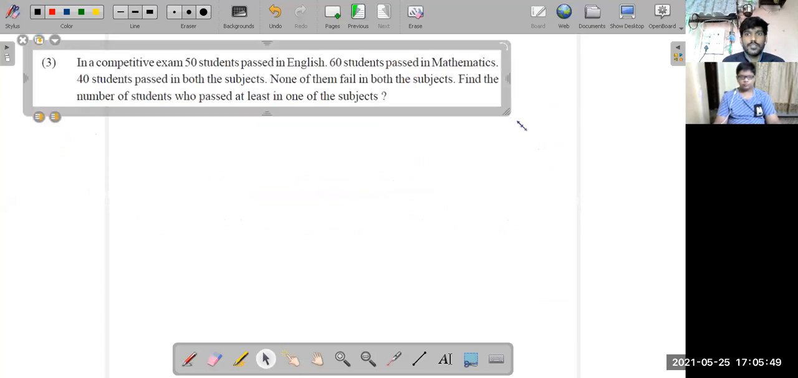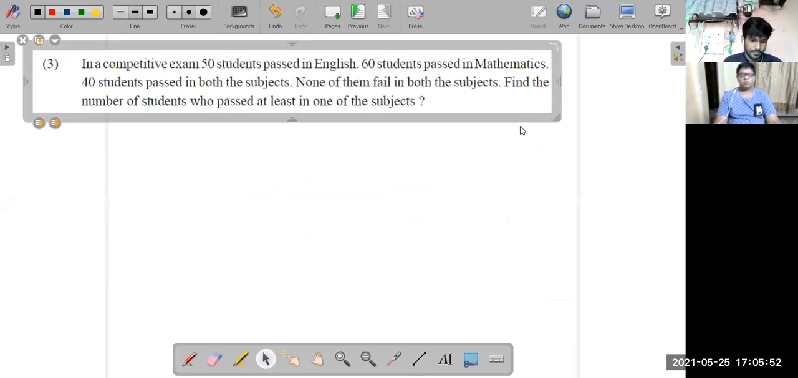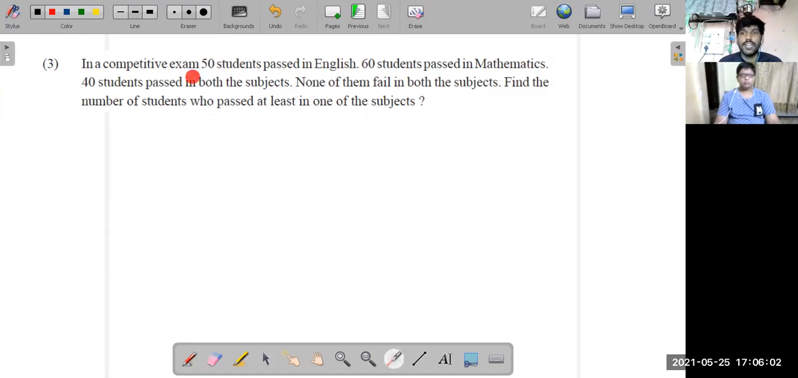Okay. So this sum says, in a competitive exam, 50 students passed in English, 60 students passed in mathematics, and 40 students passed in both the subjects. None of them failed in both the subjects. Find the number of students who passed at least in one of the subjects.